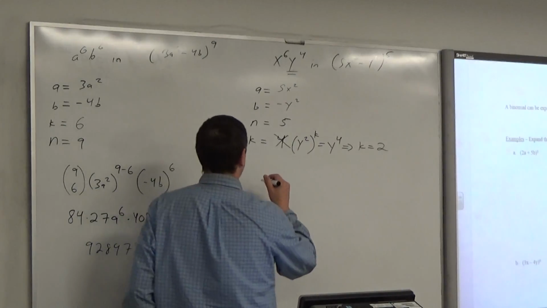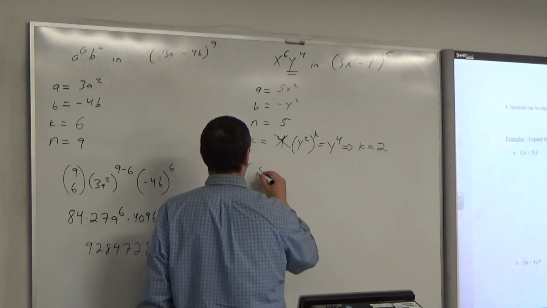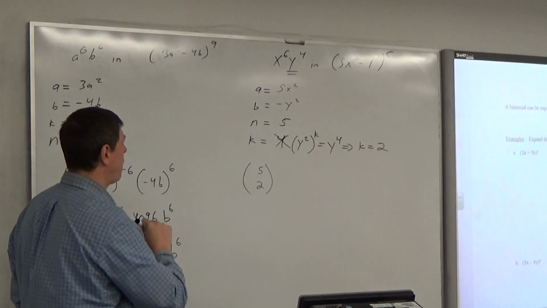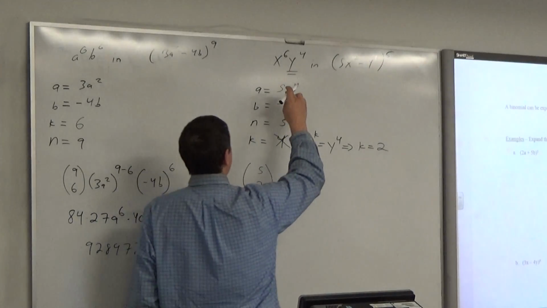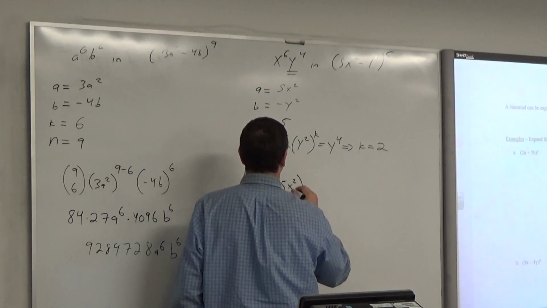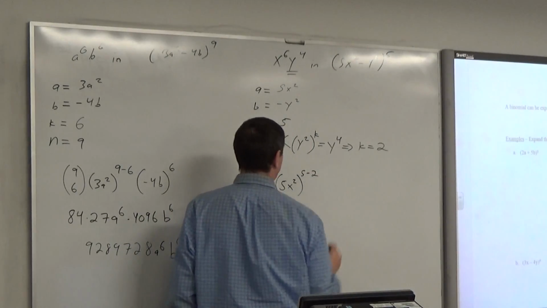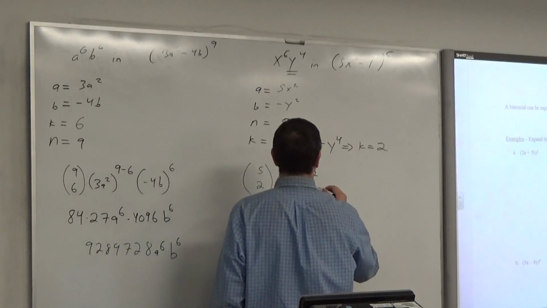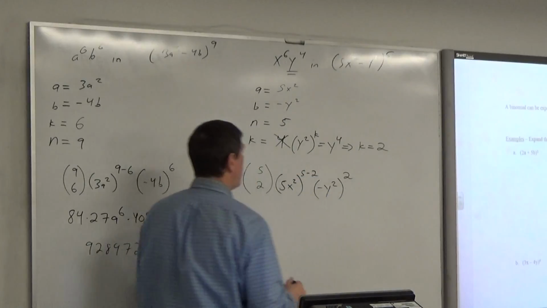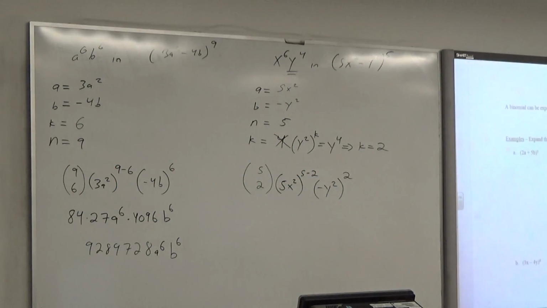Okay, so we set it up. We have 5 combination 2, so n combination k. It's going to be a to the n minus k, so 5x squared to the 5 minus 2. And then negative y squared, and since we said k was 2, that's going to be to the second power.